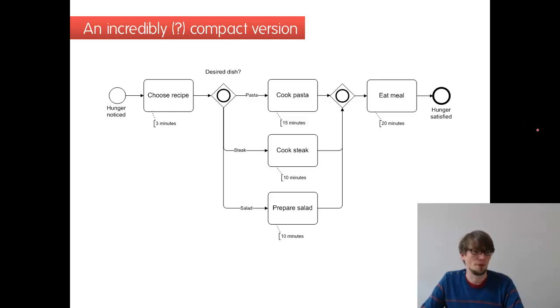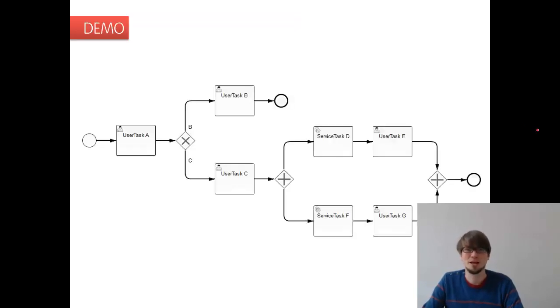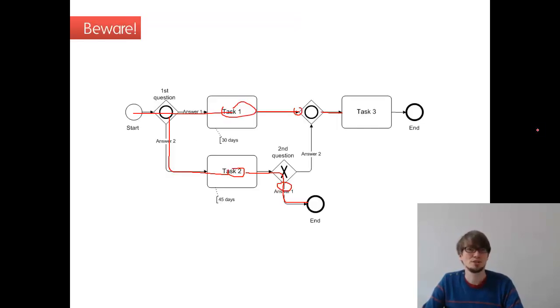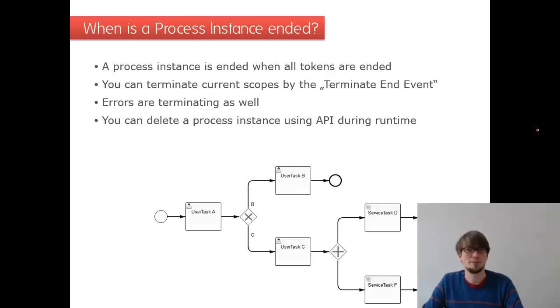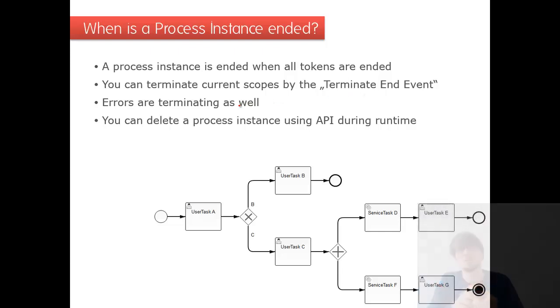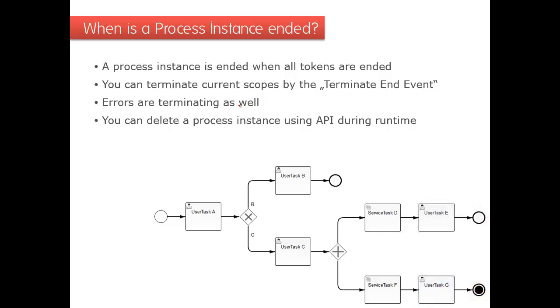But we have a bit more in BPMN for today. This is what we had a look at, and it's what we checked as well: when all tokens are ended. We already saw errors in the error management module. Errors are terminating as well. So if I use an error end event here instead of a terminate end event, that would terminate the process instance as well.